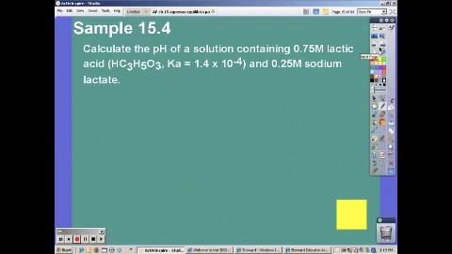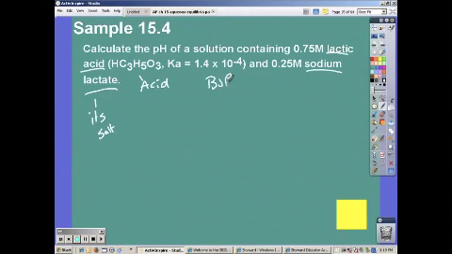Alright, so here we have the pH of a solution containing lactic acid and sodium lactate. Okay, that's our acid. Sodium lactate is its conjugate, which is a base. We could solve this using an ICE table, like we did previously, or because it's a buffer and we know our concentrations, we can use Henderson-Hasselbalch, which will be a lot quicker.